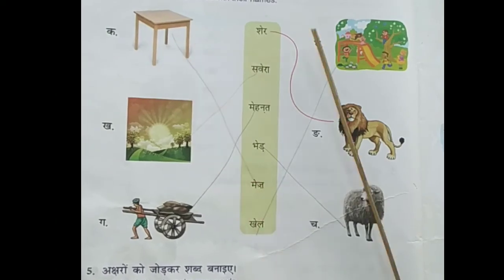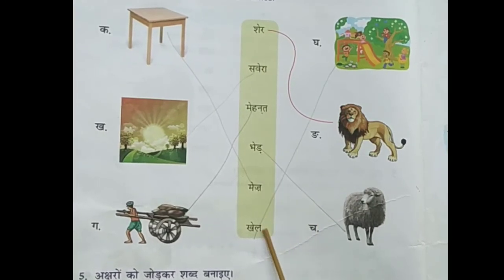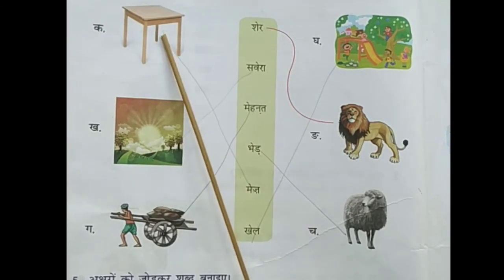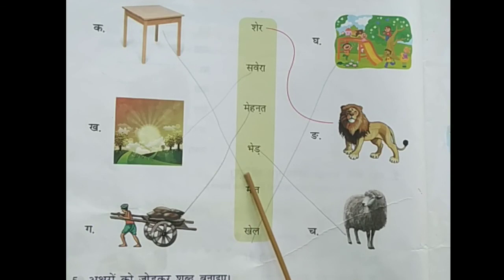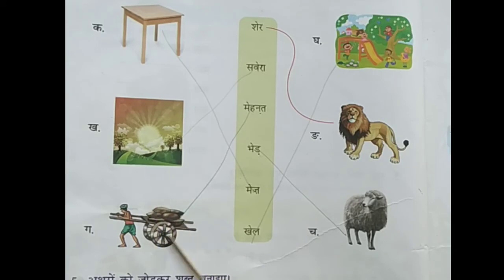Matching the pictures with their names. See here: sher, savera, mehnat, bed, mez, khel. Sher. See the first one, table. What is the Hindi word of table? Mez. So matching with the mez. And what is it? Morning. What is the Hindi word of morning? Savera. So matching to savera. See the picture. This is the picture of hard working. The Hindi word of hard working is mehnat.